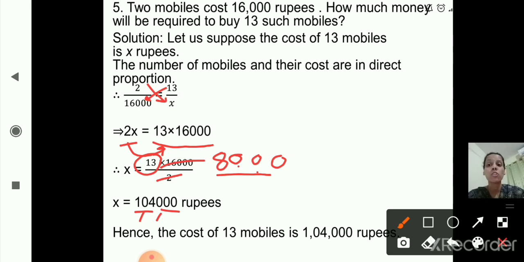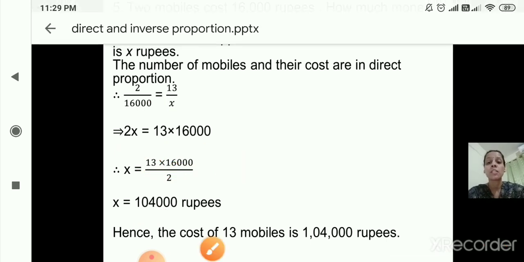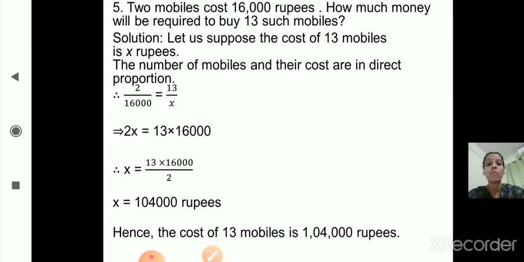Hence the cost of 13 mobiles is 1,04,000 rupees. Okay, so this is question number 5. In question number 5, what is given? The number of mobiles and their cost is given, which is in direct proportion. Okay, so 2 mobiles cost rupees 16,000. So 13 mobiles cost we will consider it as X. Then after that we will do cross multiplication, and the value for X is equal to 1,04,000 rupees. I hope you are clear with the fifth sum.